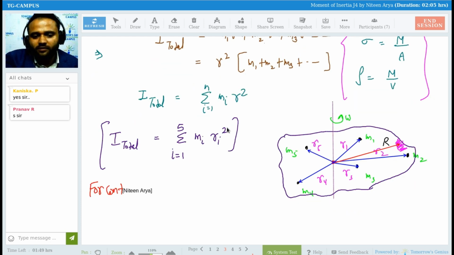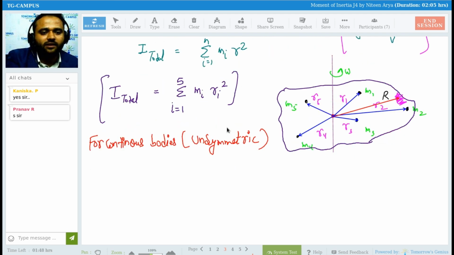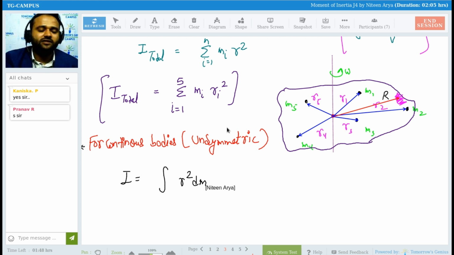So for continuous bodies, you can write unsymmetric also. Continuous means unsymmetric, even though we are going to find the symmetric one as well. Continuous can be for symmetric or unsymmetric. This moment of inertia I is nothing but simply the integral of r squared dm. Is this clear? Nothing is going to be changed.